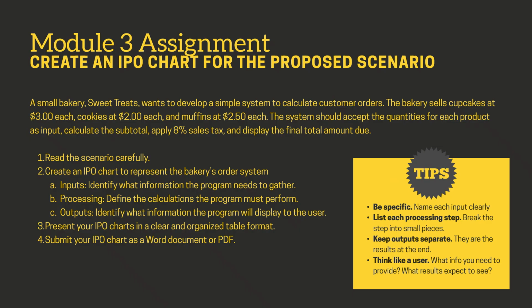Okay, so the first thing you're going to do is read over the scenario carefully. So let's do that. All the information that you need is going to be found in this scenario. A small bakery, Sweet Treats, wants to develop a simple system to calculate customer orders. The bakery sells cupcakes at $3 each, cookies at $2 each, and muffins at $2.50 each. The system should accept the quantities for each product as input, calculate the subtotal, apply 8% sales tax, and display the final total amount due.